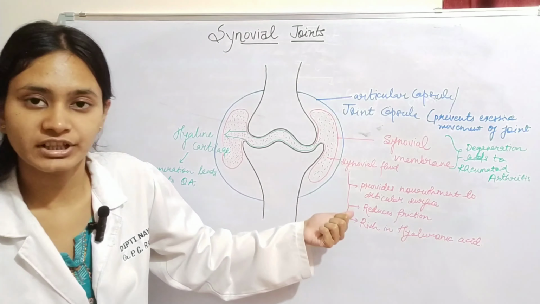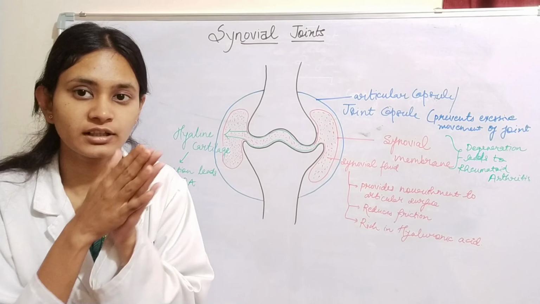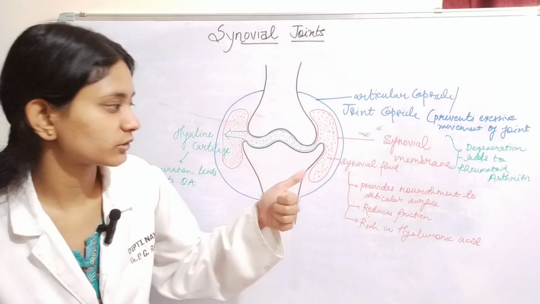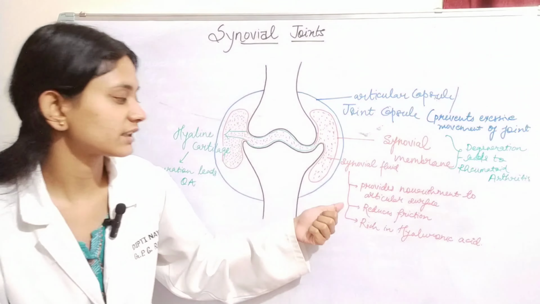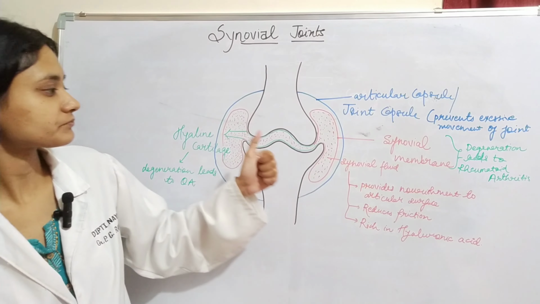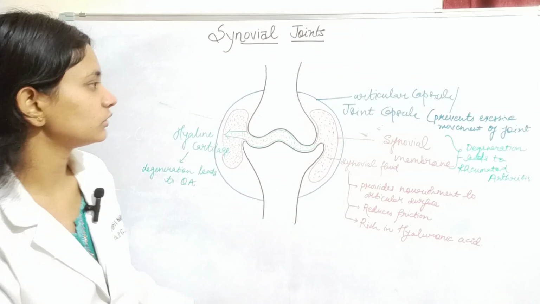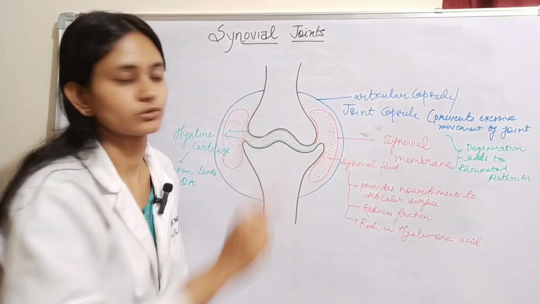It reduces friction. Obviously a fluid will help to reduce friction so that rubbing does not take place between the two bones. It is rich in hyaluronic acid. Synovial fluid provides nourishment to articular surface. It reduces friction and is rich in hyaluronic acid. Now we have a covering of a capsule which is known as articular capsule or joint capsule.